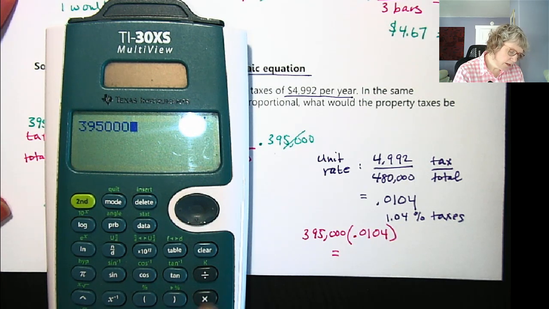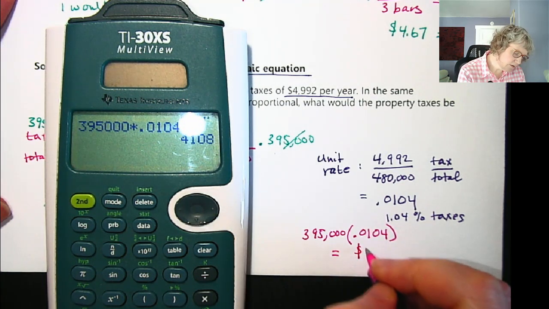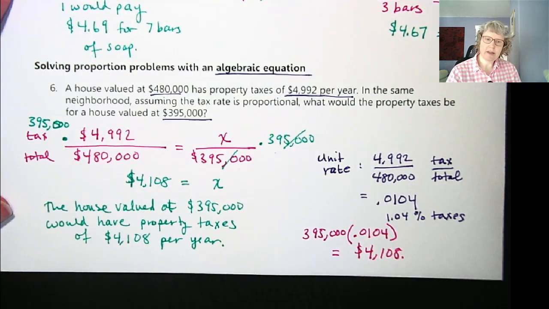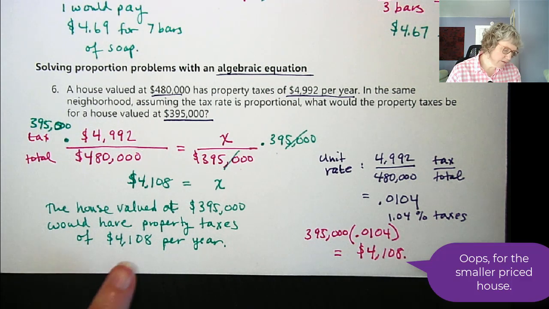395,000 times 0.0104, and we get $4,108 in taxes for the larger house. Okay, so we got the same thing.